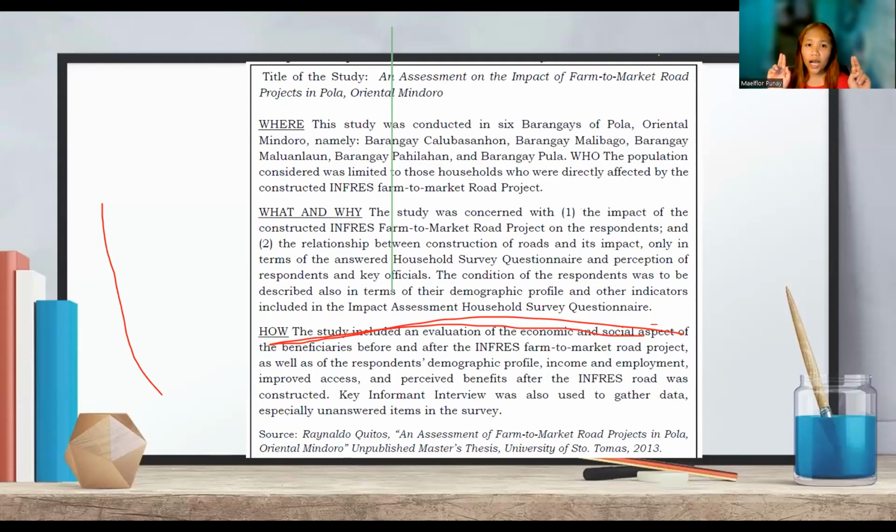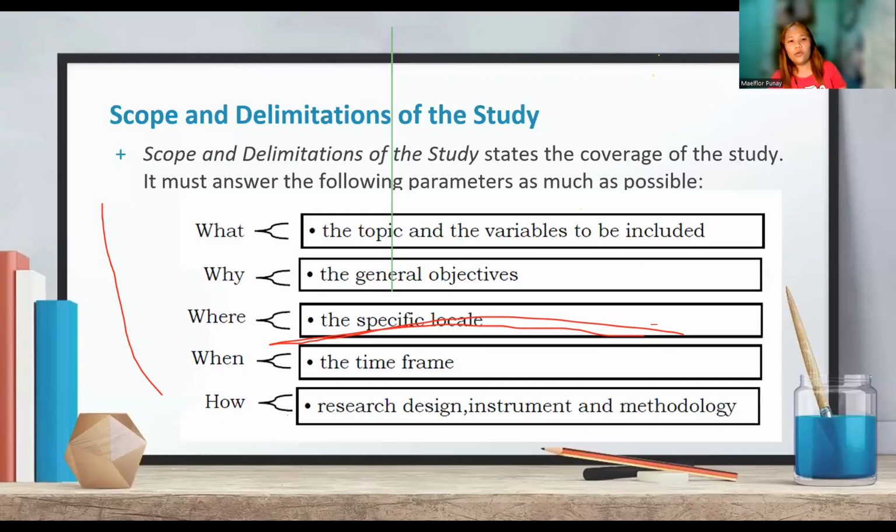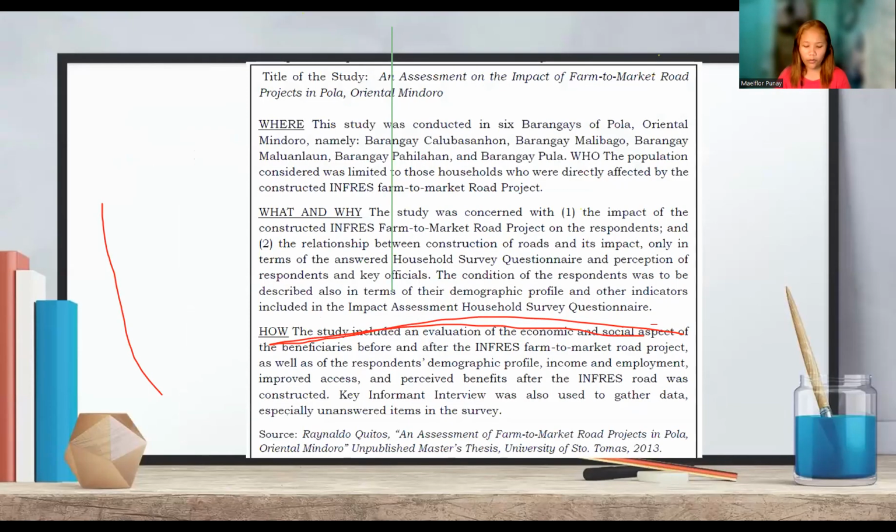So mao na siya ang where. So meaning it makonduct siya sa 6 barangay. So in your case, pwede sad siya nga, kanang sa tuig nakalimot na ko. So kinsa man ang imuhang para asa nimo gikandak ang imuhang study.